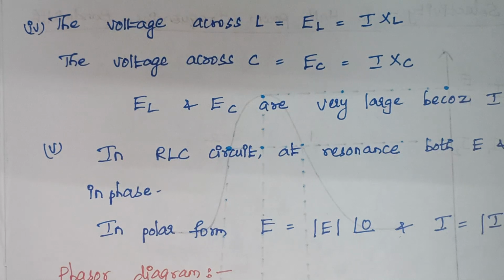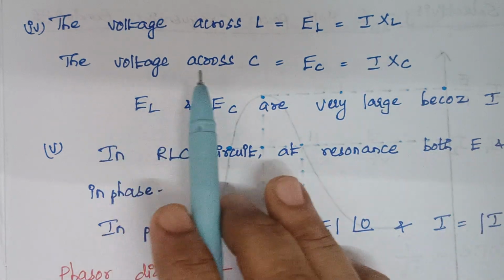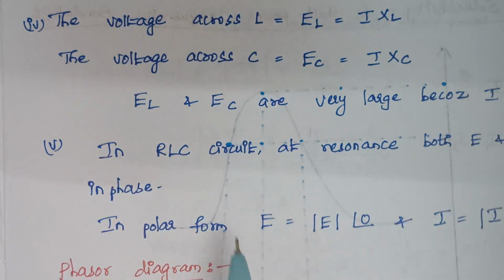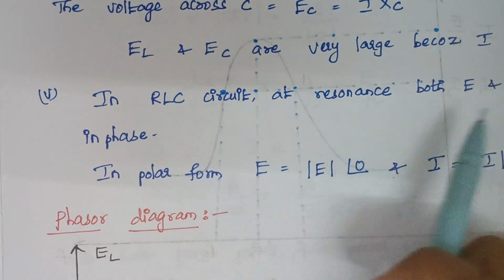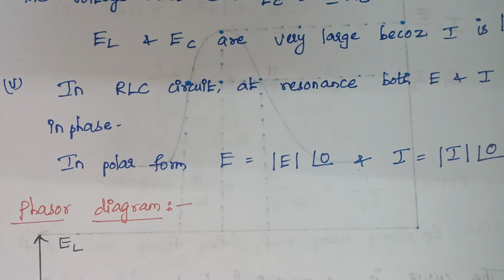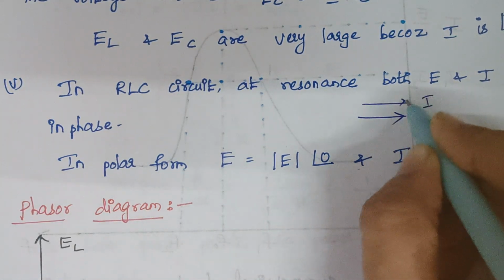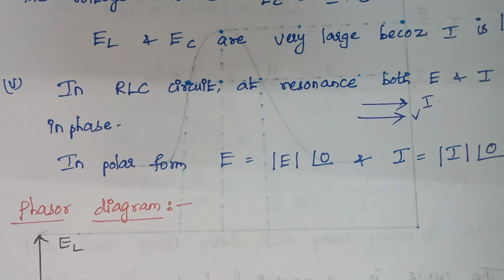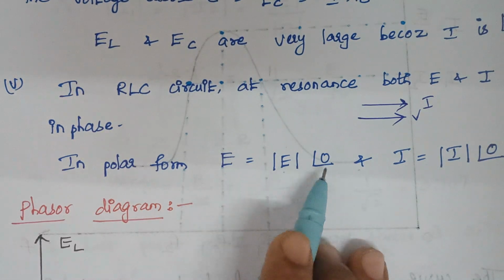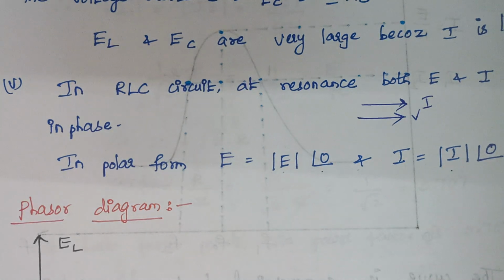So the next thing to be noted is the voltage across L is given by I into XL, right, and voltage across capacitor is I into XC, right. Then in an RLC circuit at resonance, both the voltage and current are in phase because the circuit acts as a pure resistive one. So in a resistive circuit, what happens? The voltage as well as the current are said to be in phase, right? There is no lag or lead. So while representing it in polar form, E is given as magnitude of E with angle 0 and I is given as magnitude of I with an angle 0.